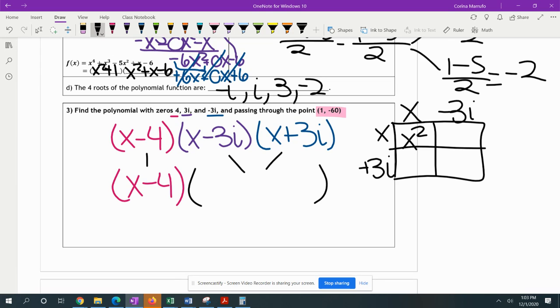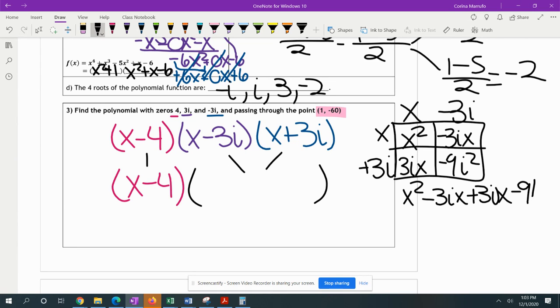I make it a little bit easier, but x times x is x squared. 3i times x is 3ix. Negative 3i times x is negative 3ix, and negative 3i times 3i gives us negative 9i squared. So this gives me x squared minus 3ix plus 3ix, and then minus 9i squared. And instead of the i squared, remember you have to substitute it for negative 1.